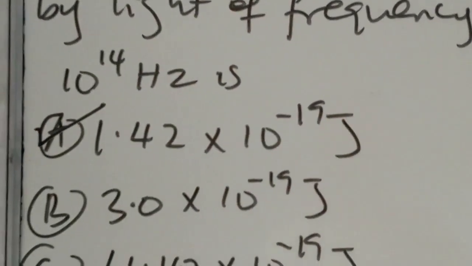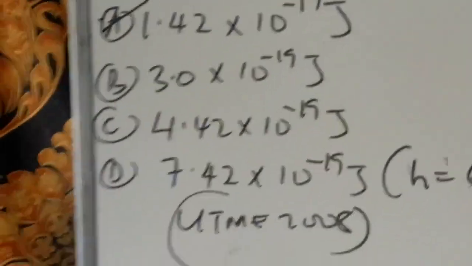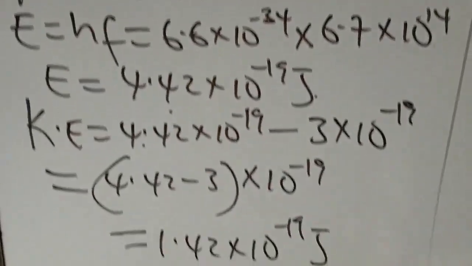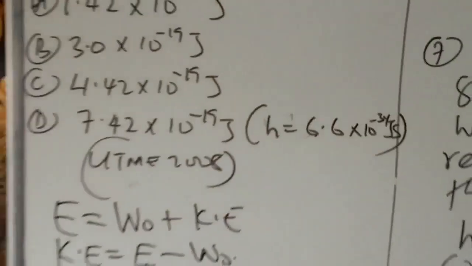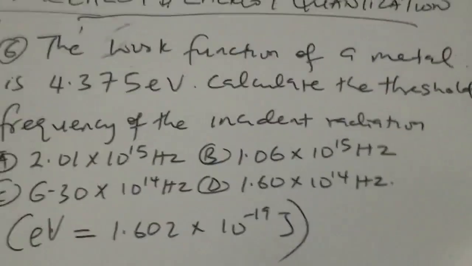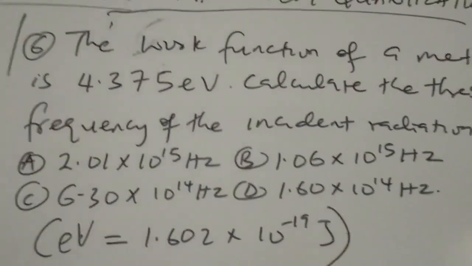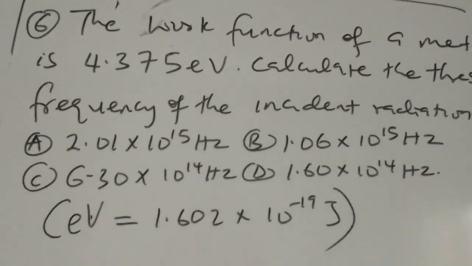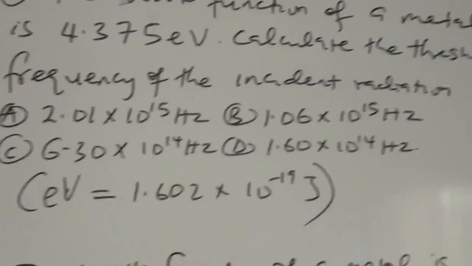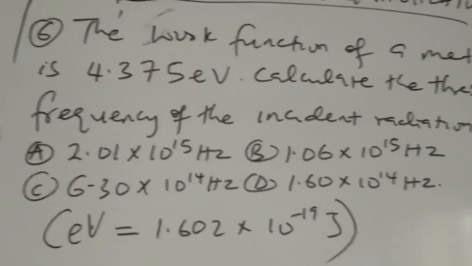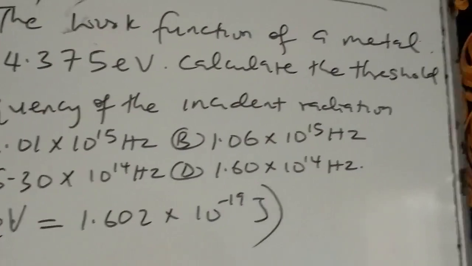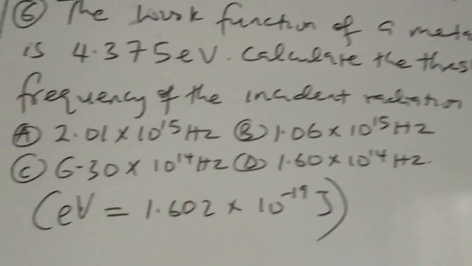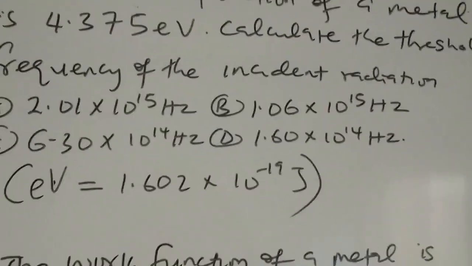So you can go through our work before we go to number 6. We'll now go to number 6. That says the work function of a metal is 4.375 electron volts. Calculate the threshold frequency of the incident radiation.